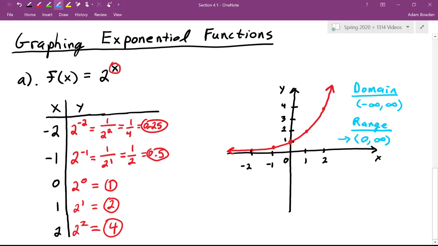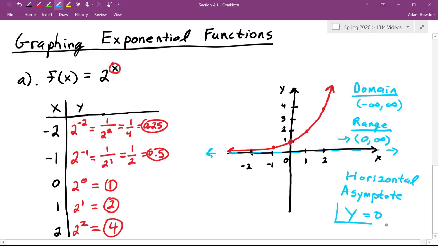What this also means is that we don't touch the x-axis. Since we don't touch the x-axis, that's what we call an asymptote, a horizontal asymptote to be precise. So these types of graphs do have a horizontal asymptote of y equal to 0.